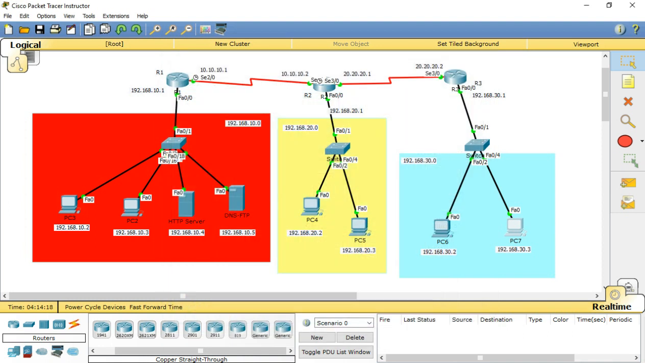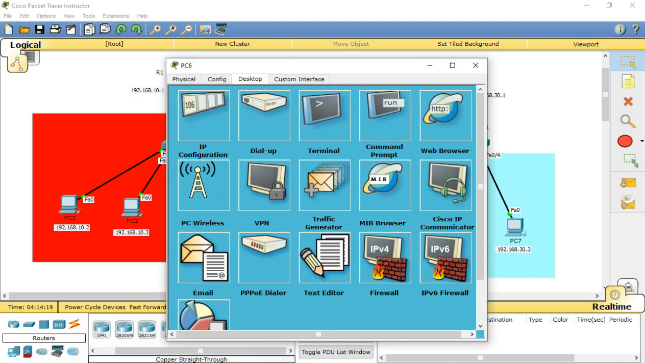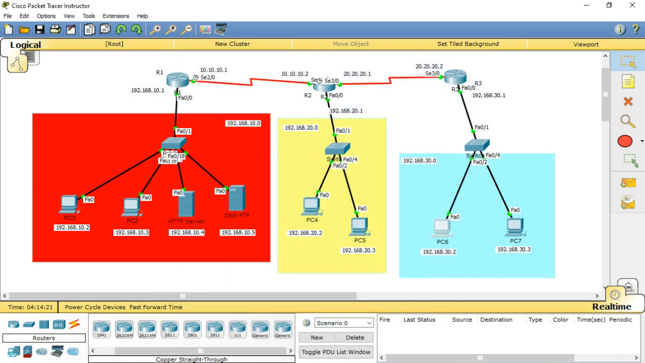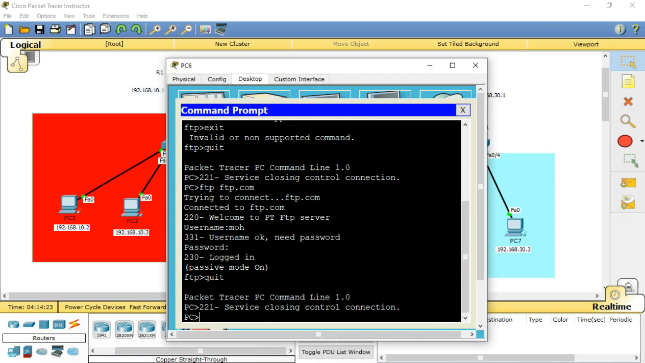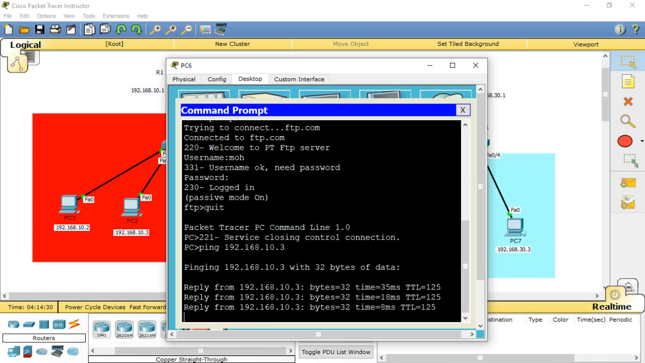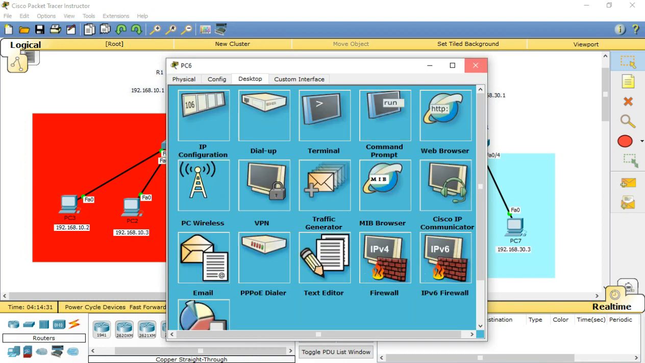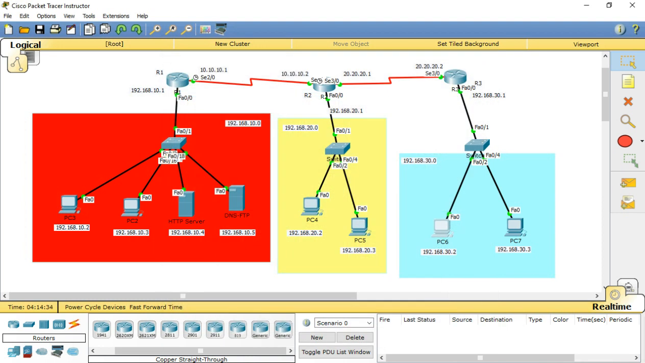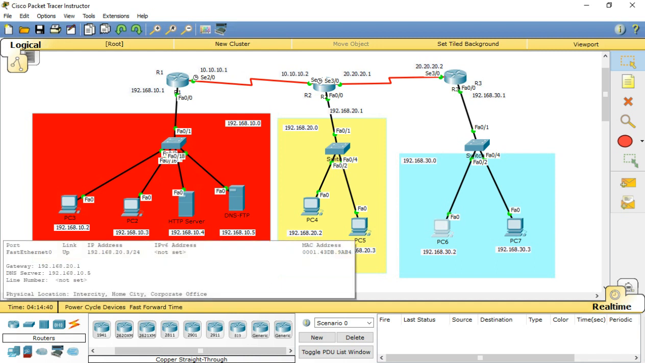Okay, let's try from another PC that's in the same network. So we will go to 30.2. Let's try ping 192.168.10.3. It should be successful. Yes, it is successful. So till now everything is okay. Let's try the DNS services. 20 cannot access the DNS services.